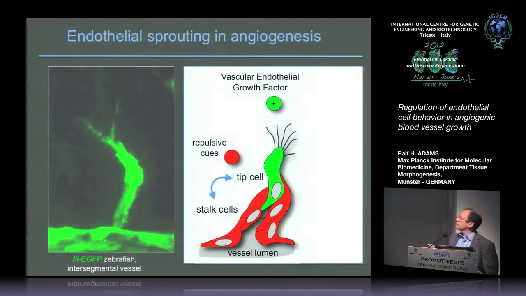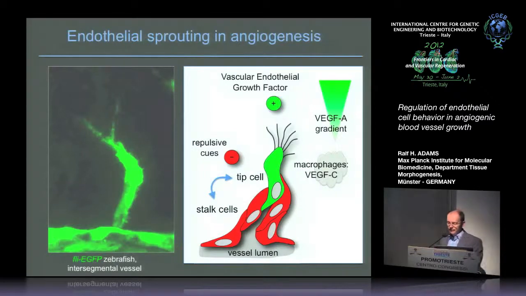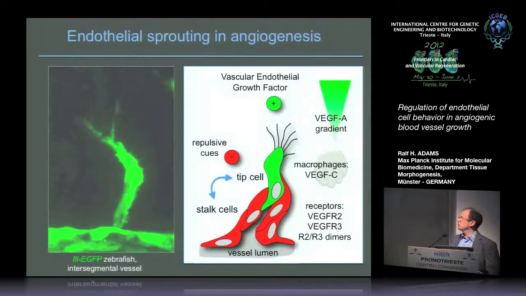On the molecular level, there are attractive as well as repulsive cues that control this process. The most important attractive cues belong to the vascular endothelial growth factor family, and we have the VEGF gradient, VEGF-A, which is expressed predominantly in avascular tissue. We have also other sources of growth factors like macrophages that produce, for instance, VEGF-C, and the corresponding receptors, VEGF receptor 2 and VEGF receptor 3, are expressed by the endothelial cells. And there's also evidence from Lena Claesson-Welsh and other people now that there are receptor 2 and 3 heterodimers, and it will be interesting to figure out what they are doing in comparison to the homodimers.